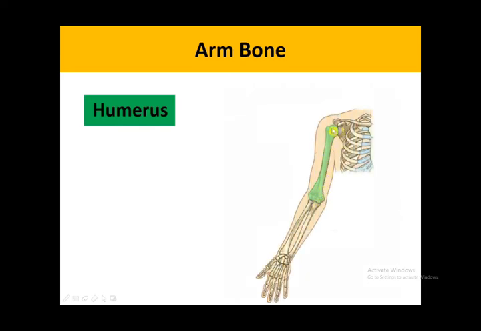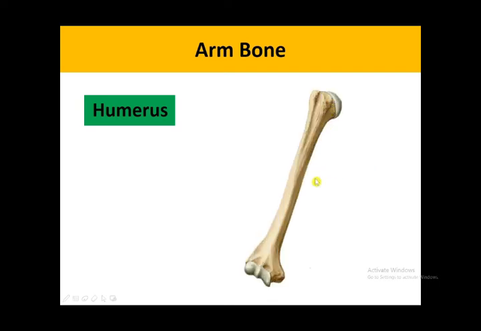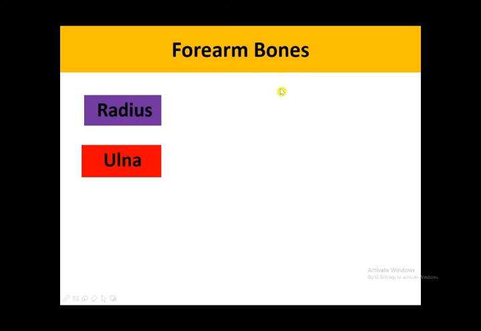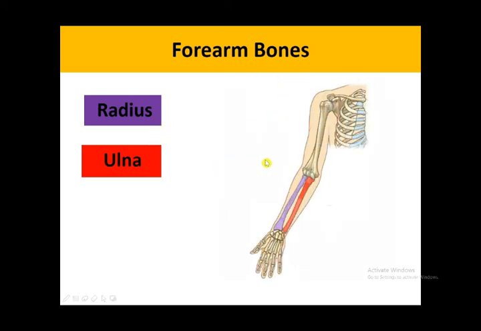The humerus is represented here in green. Humerus, the long bone. For the forearm we have two bones, radius and ulna, represented here in purple and red. In the anatomical position, the radius is the lateral bone and the ulna is the medial bone. Both are long bones.